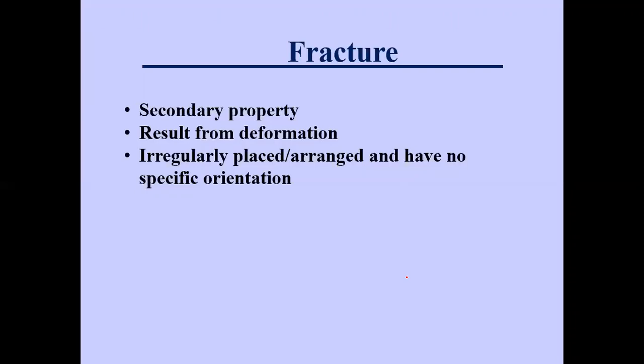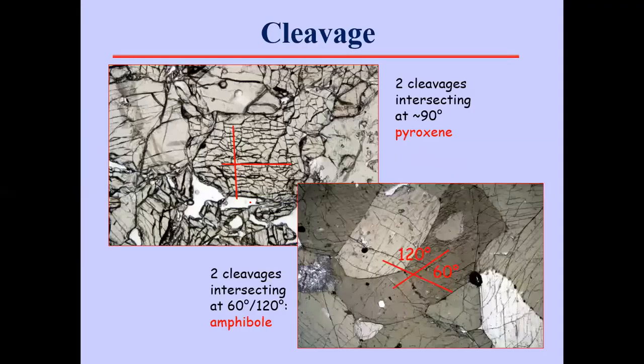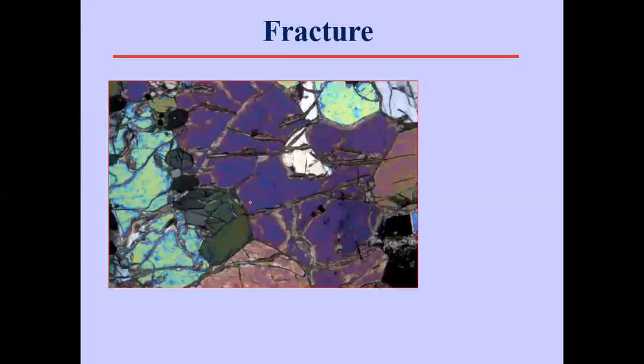It results from deformation. जब कोई मिनरल डिफॉर्म हो जाता है तो उसमें फ्रैक्चर बनते हैं, और क्लीवेज मिनरल के फॉर्मेशन के दौरान बनते हैं, वो क्रिस्टल अरेंजमेंट्स की वजह से होते हैं. Both appear as lines in the thin section, लेकिन हम उनमें से differentiation कैसे करते हैं? Fractures are irregularly arranged, with no specific orientation. On the other hand, cleavages have specific orientation, they are regularly arranged.